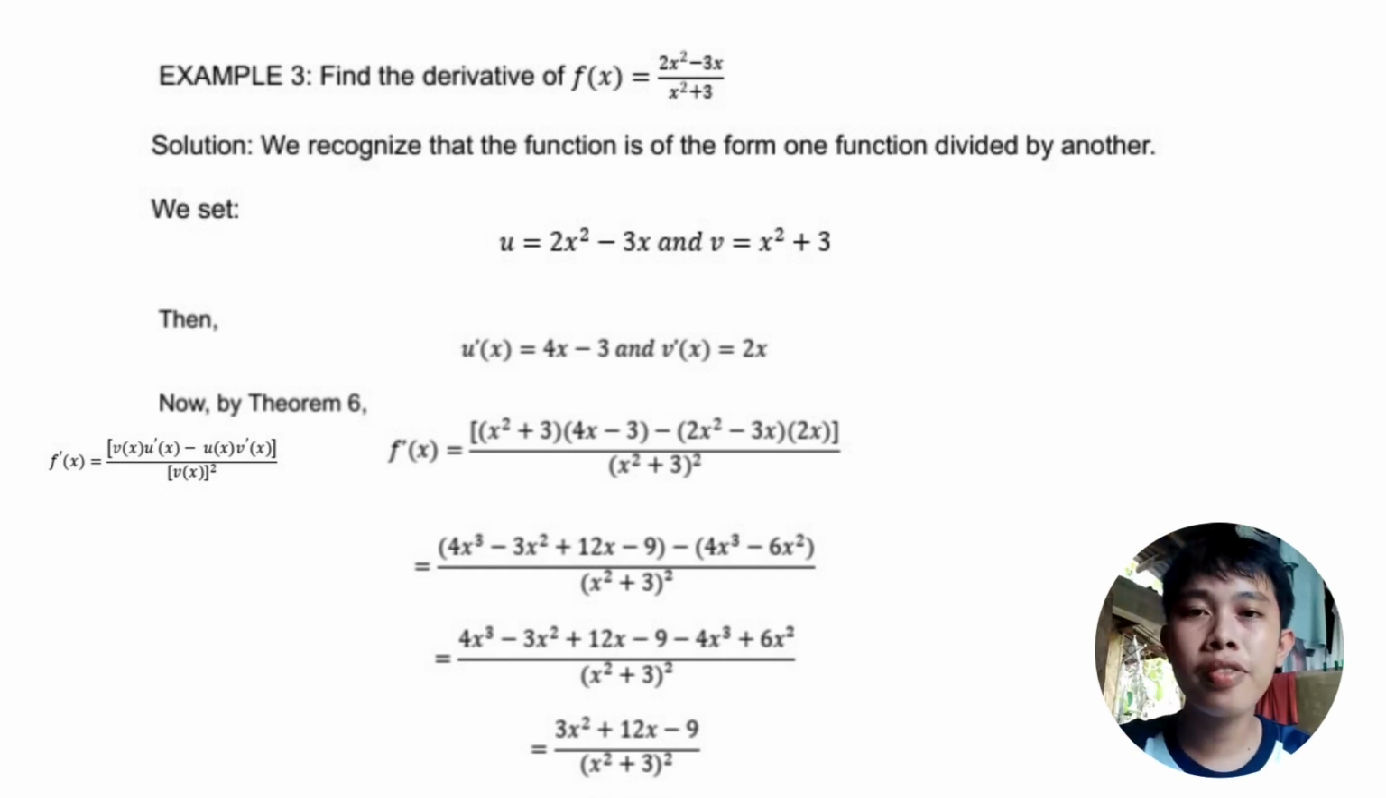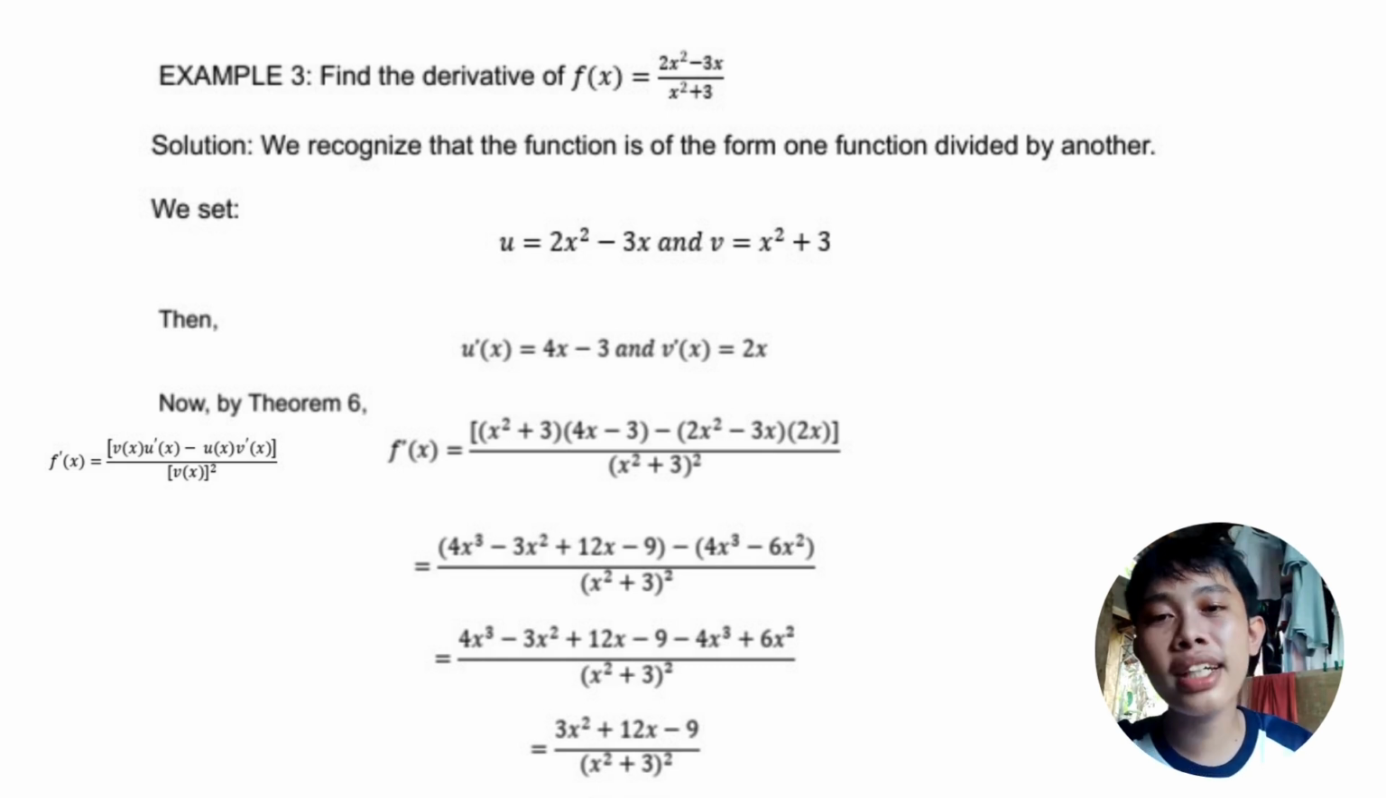Find the derivative of f of x is equal to 2x squared minus 3x over x squared plus 3. We recognize that the function is of the form one function divided by another, and we set u, which is our numerator, as 2x squared minus 3x, and v is equal to x squared plus 3, which is our denominator. Then we take the derivatives of u and v. So u prime of x is equal to 4x minus 3, and v prime of x is equal to 2x.